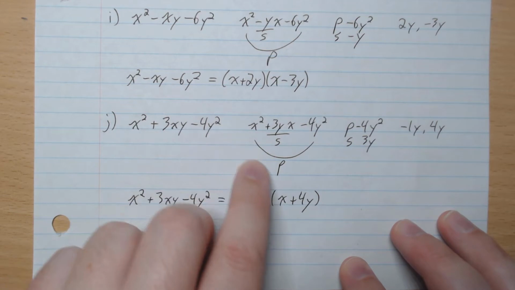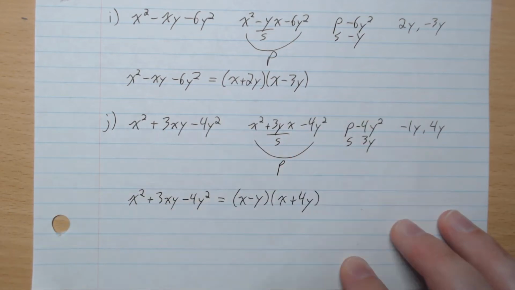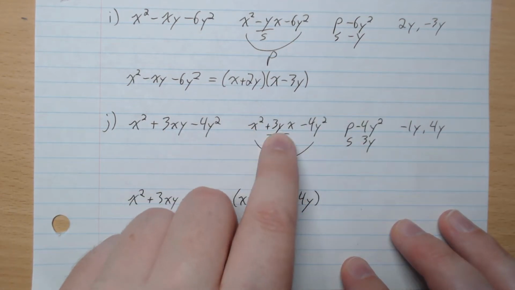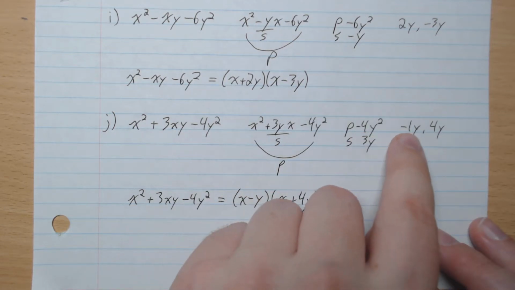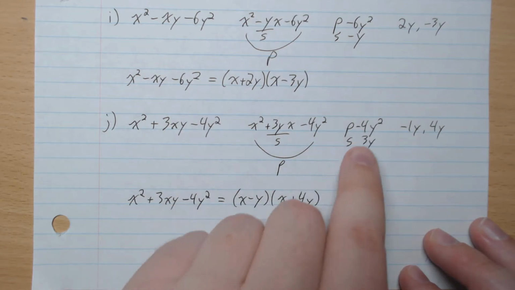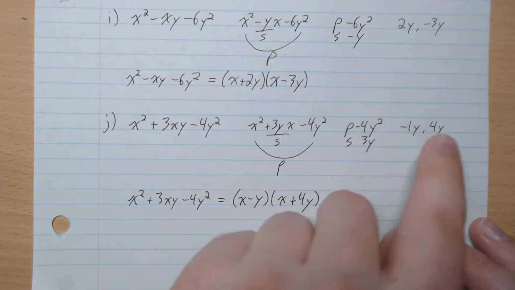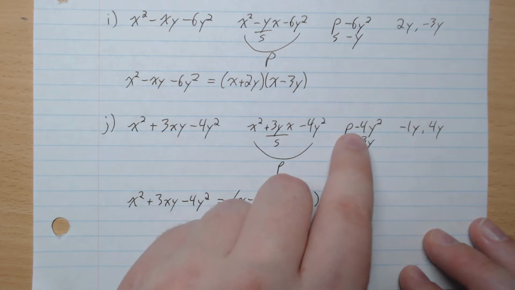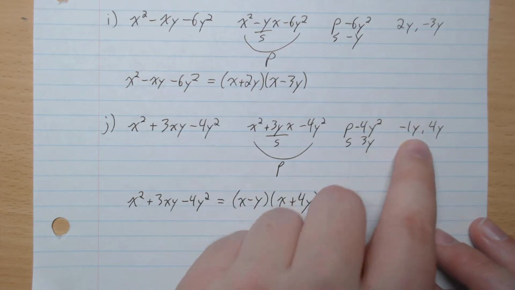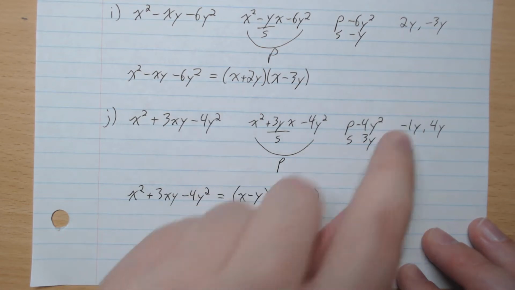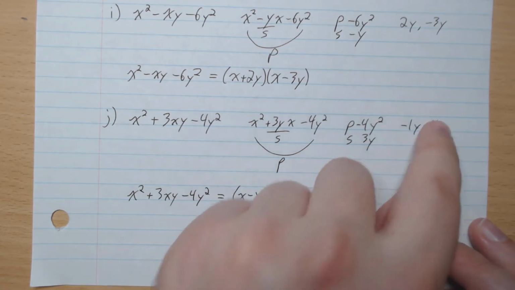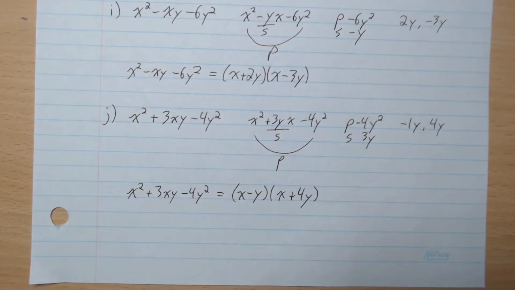J, product negative 4y squared, sum is 3y, like that, positive 3y. So we know it's y times y. To get 4, we could do 1 and 4 or 2 and 2, but we want a sum of 3. So we'll go 4 times negative 1 to get negative 4. 4 minus 1 gives 3, like that. So these are the numbers we use. So x minus y times x plus 4y, like that.